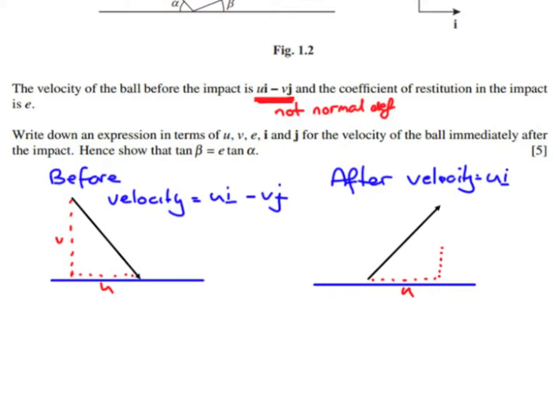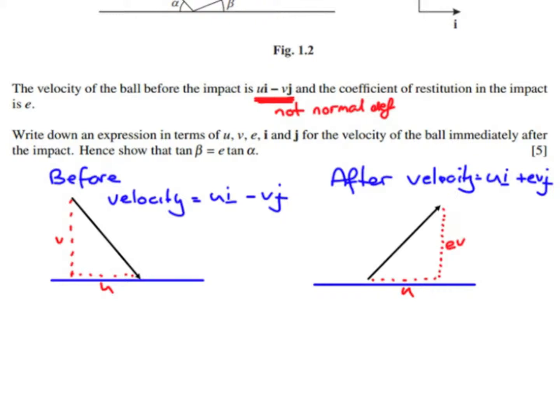Remember, e is between 0 and 1, so this is a reduction in the size of v. So the answer to the first part of the question is ui plus evj. The negative has become a positive because of the change in direction.